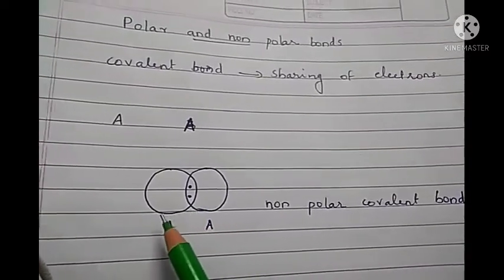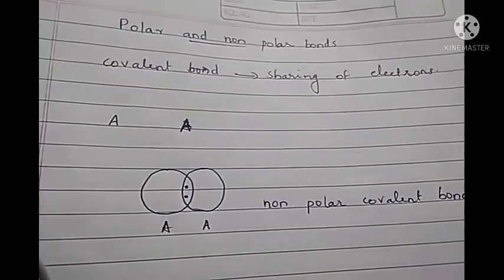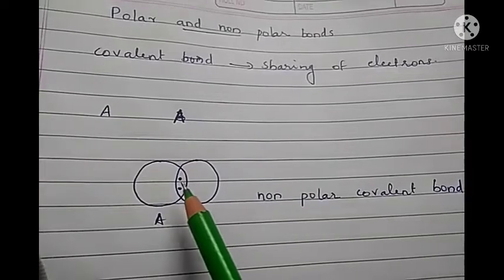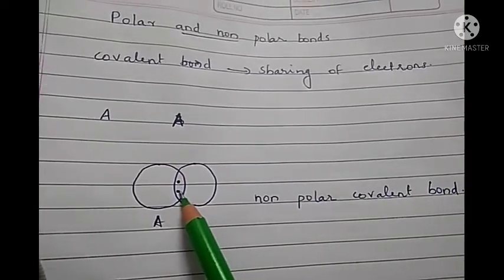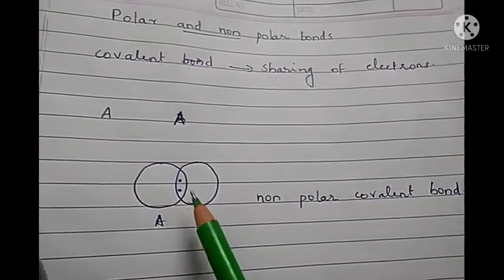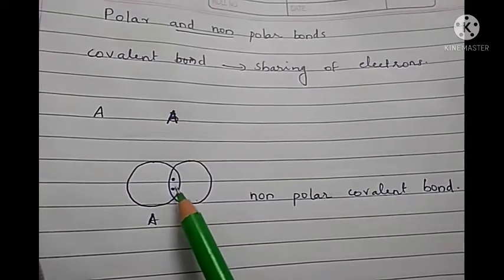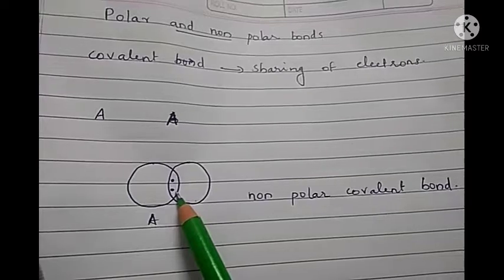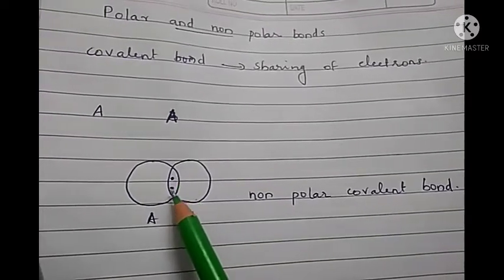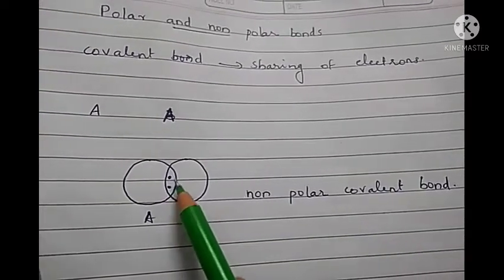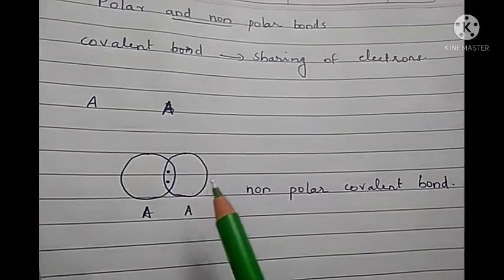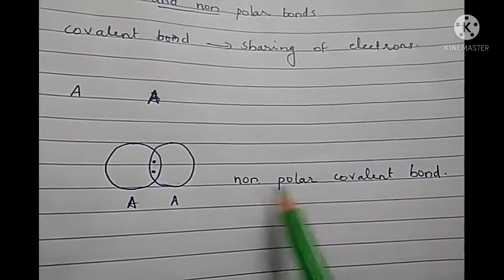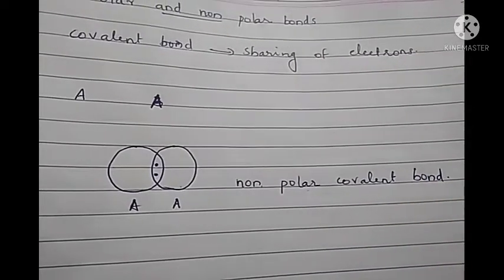Since these two atoms represent the same type of atoms, their electronegativities, or their tendency to attract the shared pair of electrons, will also be the same. That means both these atoms are attracting the shared pair of electrons with equal strength. As a result, the shared pair of electrons stands in the middle of these two atoms. Such a covalent bond formed between these two atoms is known as a non-polar covalent bond.